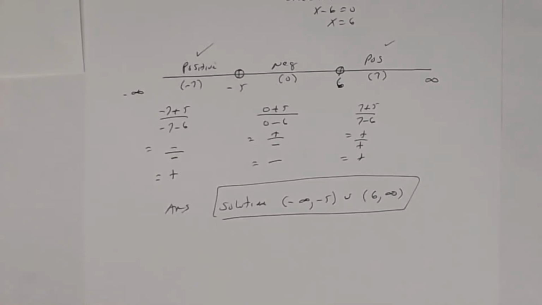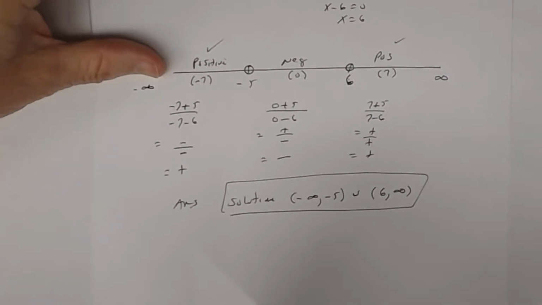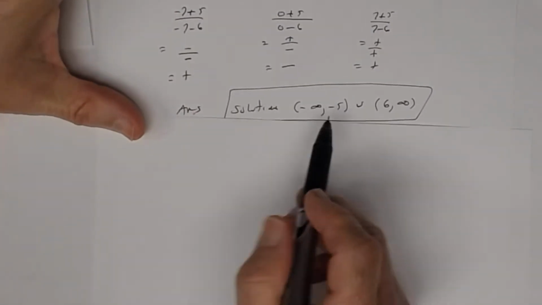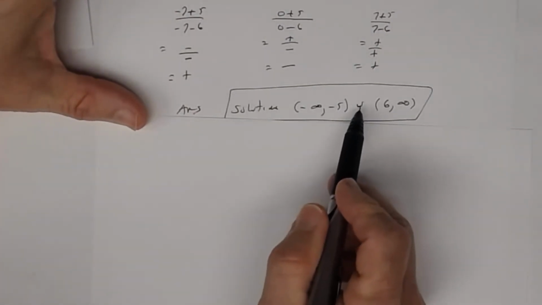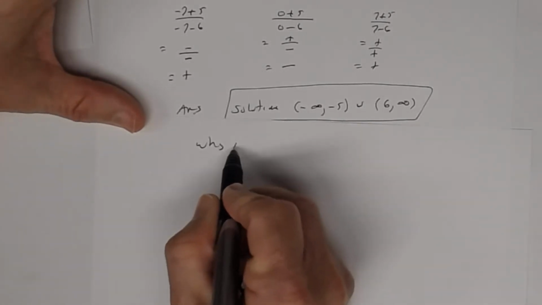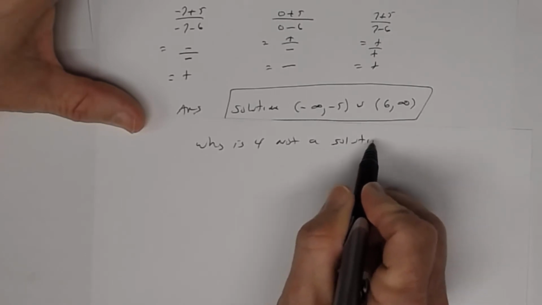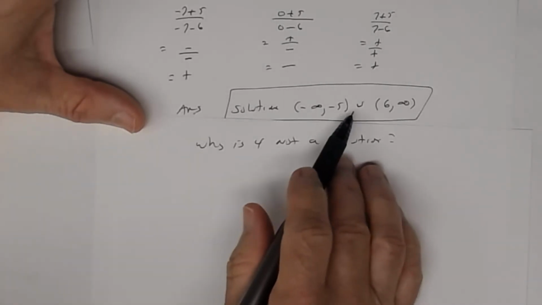And if you want to check it real quick just to show you, I'm not going to do it on all the others because of time here, but notice that 4 is not in that interval. So the question is, why is 4 not a solution? Okay, so let's ask that. So why is 4 not a solution?